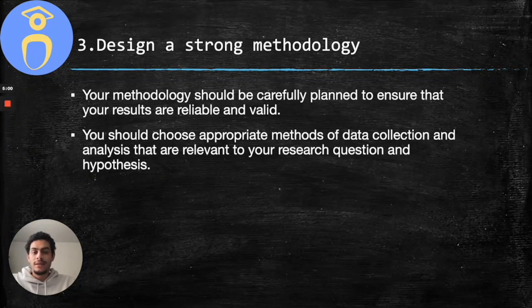Tip number 3 is designing a strong methodology. Your methodology should be carefully planned to ensure that your results are reliable and valid. You should also choose appropriate methods of data collection and analysis that are relevant to your research question and hypothesis. For example, if you're investigating the impact of a certain intervention on cognitive ability, you may choose to conduct a randomized controlled trial with pre- and post-testing.